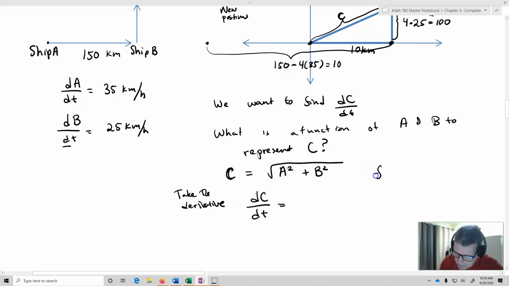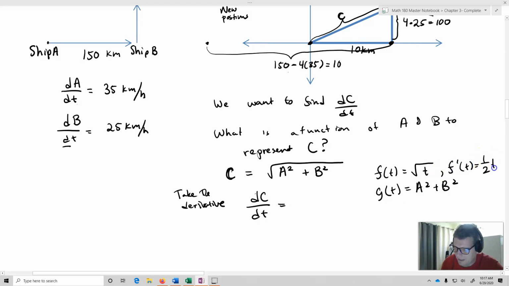I'm going to do it a couple different ways. I'm going to let f of t equal the square root of t, all right? We're going to use the chain rule, and then g of t is going to equal a squared plus b squared. So f prime of t, again, is going to equal 1/2 t to the negative 1/2, and then g prime of t is going to equal 2a times dA dt. Don't forget, we're taking the derivative with respect to t. We're going to have to use implicit differentiation. Plus 2b times dB dt.